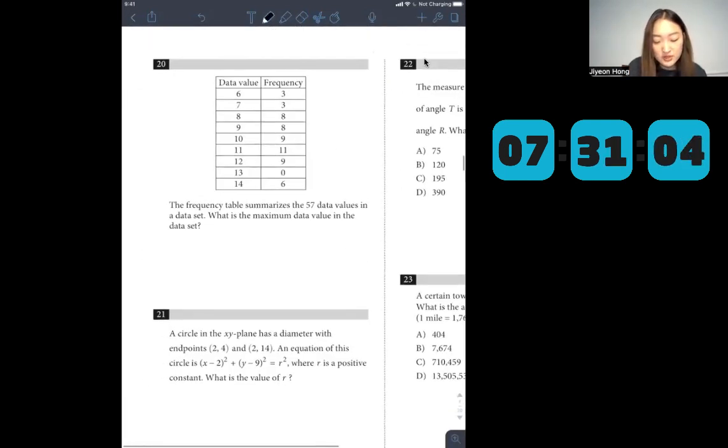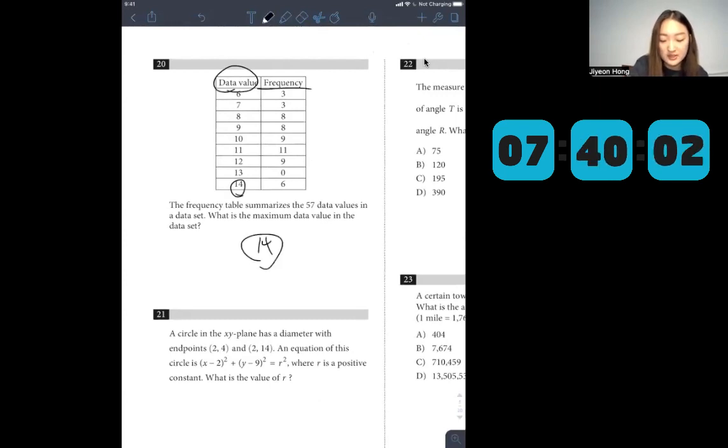Okay, number 20. The frequency table shows 57 data values in a data set. What is the maximum data value in the data set? So the maximum value would be 14 regardless of the frequency. We can ignore this part. So 14 would be our answer there.